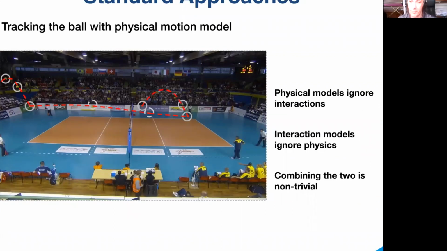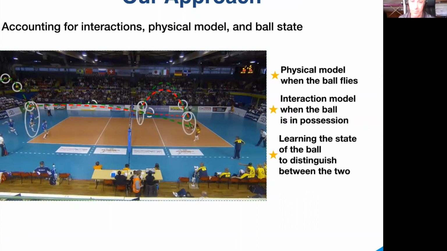As a result, ball tracking algorithms that rely only on physics and ignore the ball's interaction with the people do not do well. By contrast, we explicitly model the concept of ball possession, and we only use physics-based constraints when the ball is not in possession. As a result, we get much more realistic trajectories, such as the green one shown on this slide.